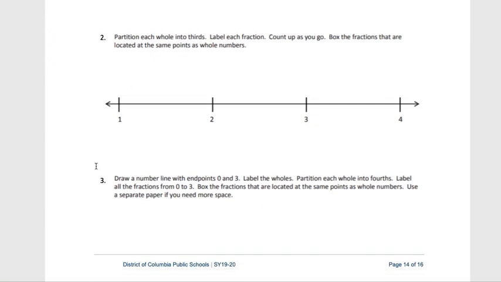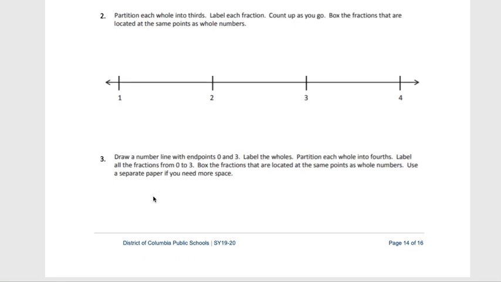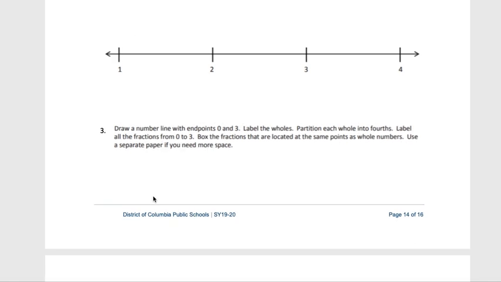Then you're going to go to 2 and 3, and both of these are slightly like word problems, all right? So number 2 says partition each whole into thirds, label each fraction, count up as you go, box the fractions that are located at the same points as whole numbers. Then number 3, draw a number line with endpoints 0 and 3. So what numbers come between 0 and 3? 1 and 2. Label the wholes. So it should go 0, 1, 2, 3.